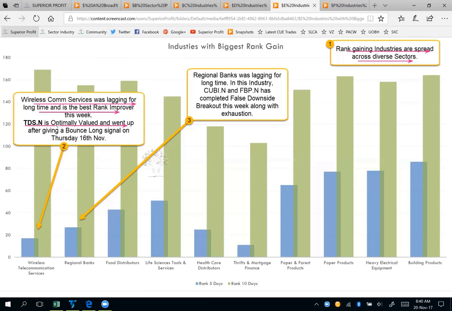TDS is a stock in this industry that is optimally valued and went up after giving a bounce long signal on Thursday, 16th November. Let's look at the wireless communication services industry in QH, drill down into its stocks, identify TDS, look at TDS fundamentals using QH, and then look at TDS using Q charts.